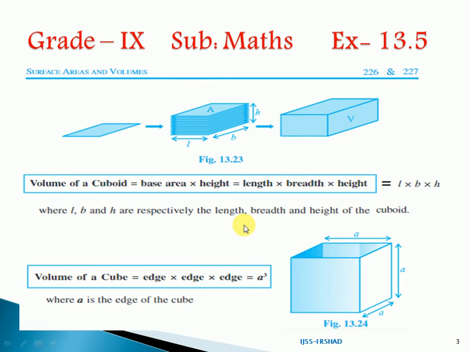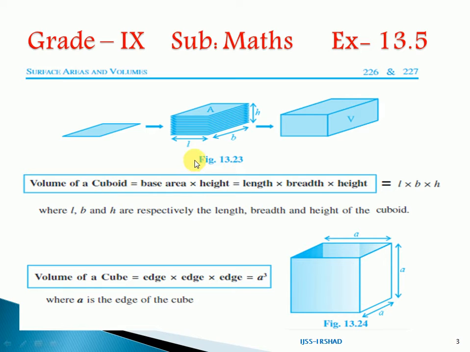Now we will see the formulas that we are going to use for these exercises. I have combined these two pages, 226 and 227, from your book. I have taken the important figures and formulas from your book. You can get these same slides on the page numbers mentioned here in your book also. Before, you have done lateral surface area, and today we are going to do the volume of the cuboid.